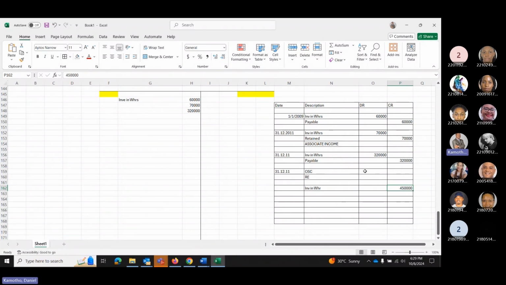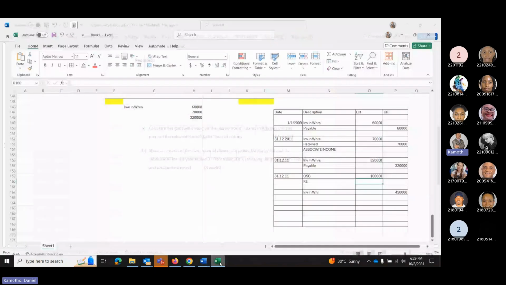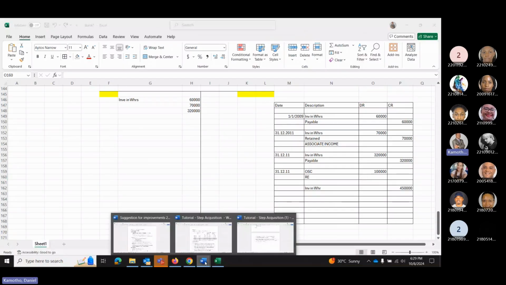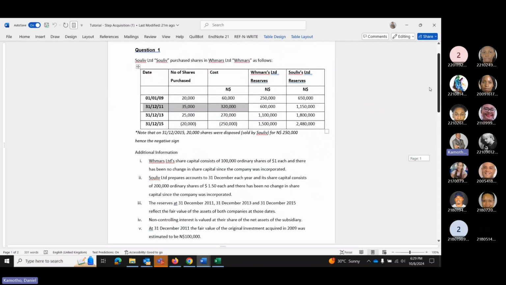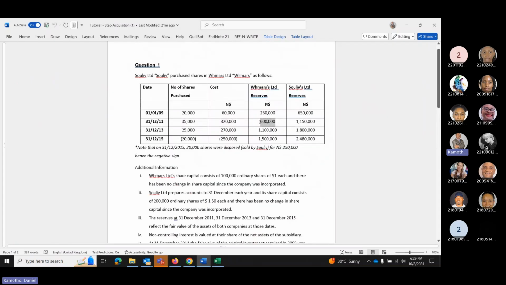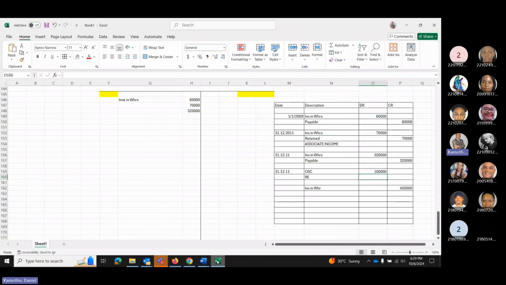which we are told is 100,000. And then the equity is also represented by the retained earning at the date of acquisition. On the date of acquisition, the retained earning is 600,000. So we eliminate the retained earning of 600,000. Then we are going to introduce an item called NCI.